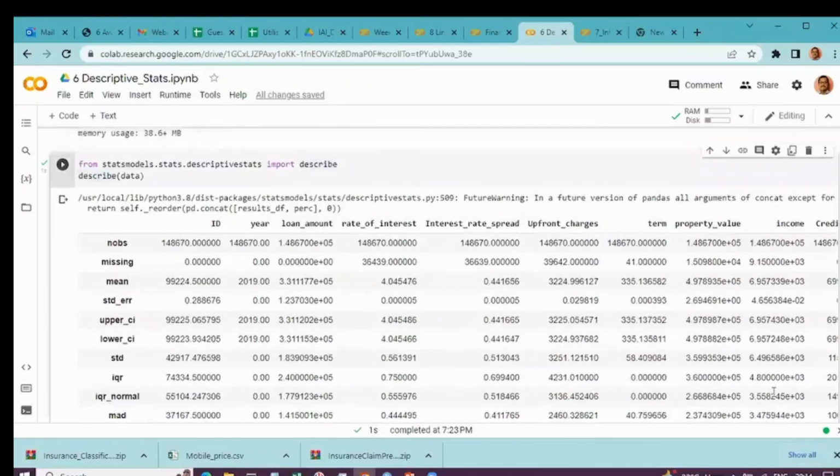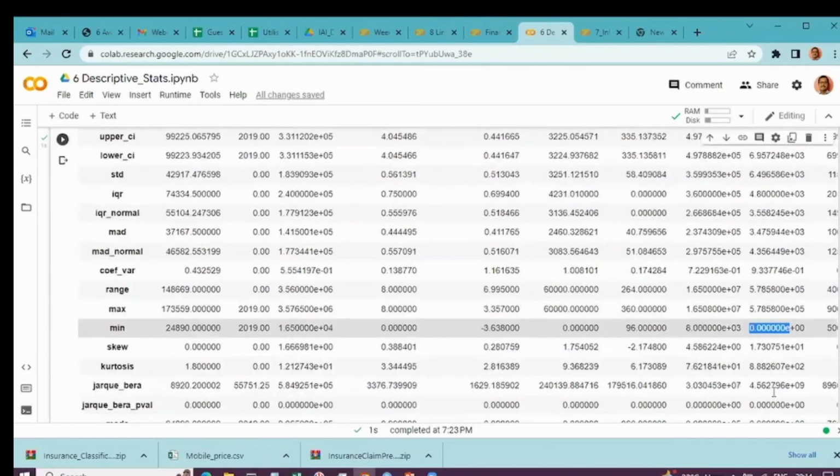Then similarly, income. The income of the person is 0. Now I don't know. It might very well be possible. I have lost the job, right? The person, at the time of application of the loan, he or she might have lost the job. So in that particular period, the income might look like a zero. So we can't completely discard it.